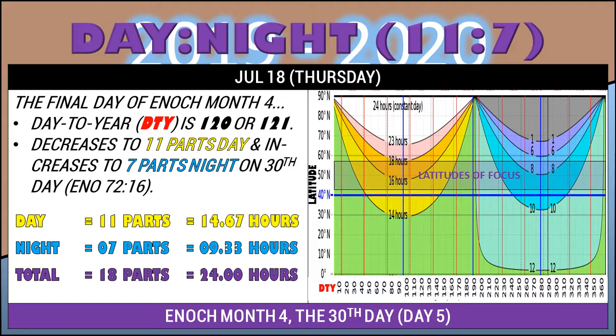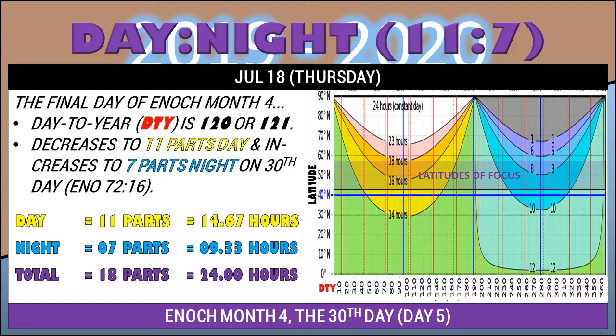So if you look at the graph representation to the right, you have DTY at the bottom that goes in increments of 10: 10, 20, 30, 40, 50, 60, all the way to 360. And then on the left-hand side, you have latitudes, only in the northern so-called hemisphere. And those latitudes increase by 10 degrees: 0 degrees, 10 degrees, 20 degrees, 30 degrees, 40 degrees, all the way up to 90 degrees north latitude.